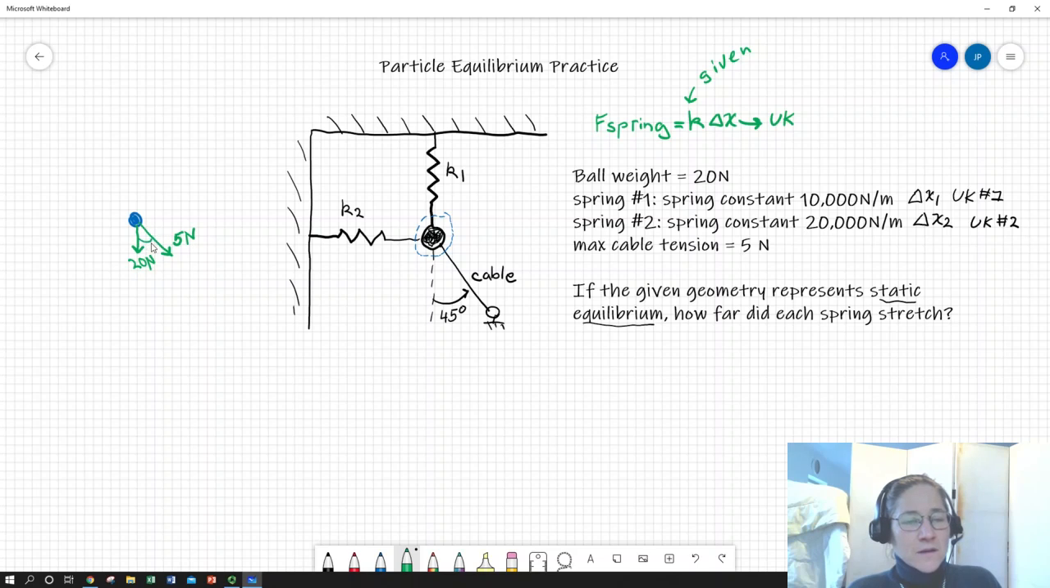and I know that that angle there is 45 degrees to the vertical. It's being yanked upwards by the force coming from spring number 1, F spring 1, and it's being yanked to the left by F spring number 2.